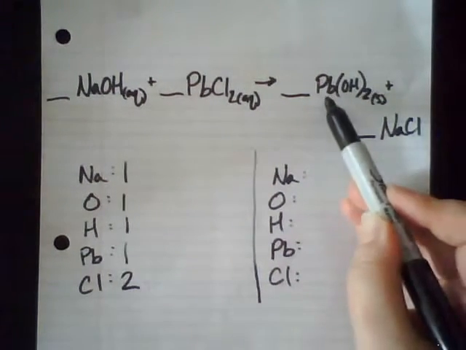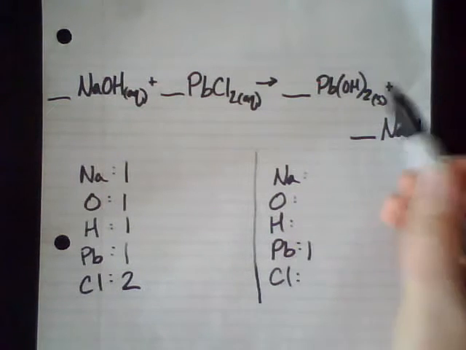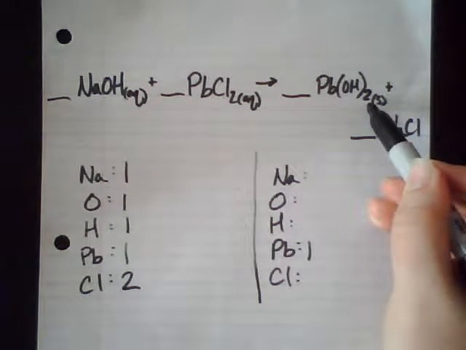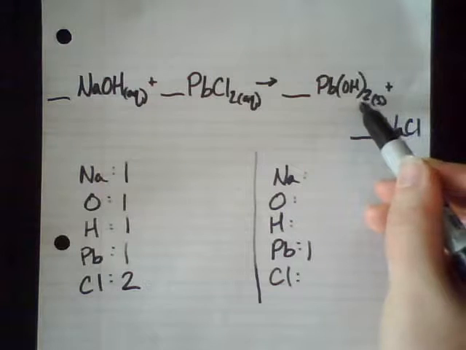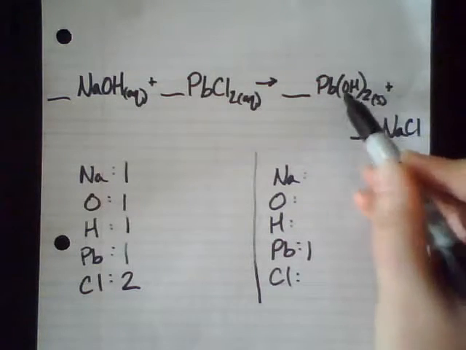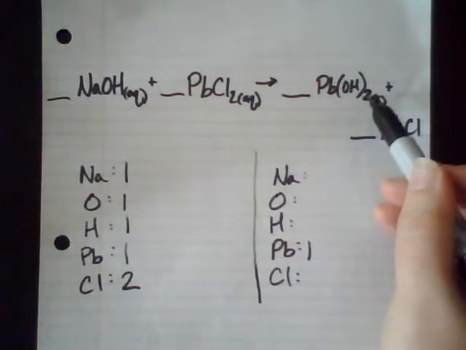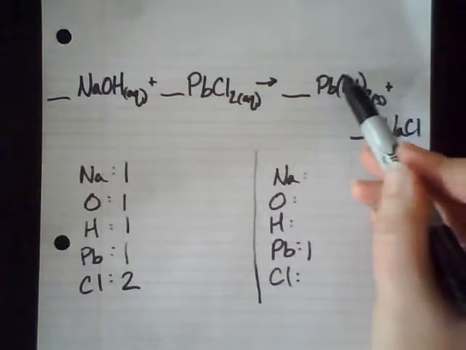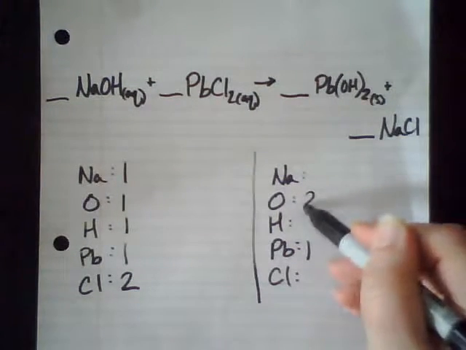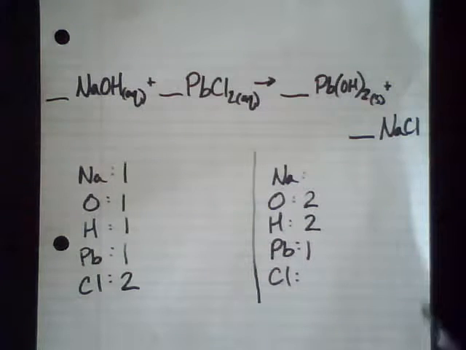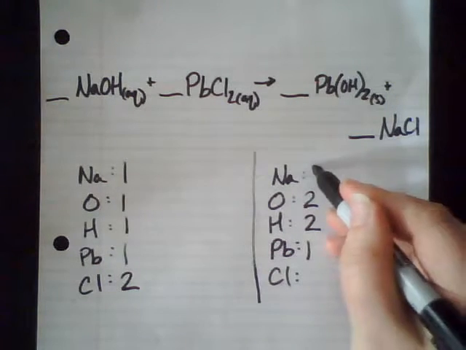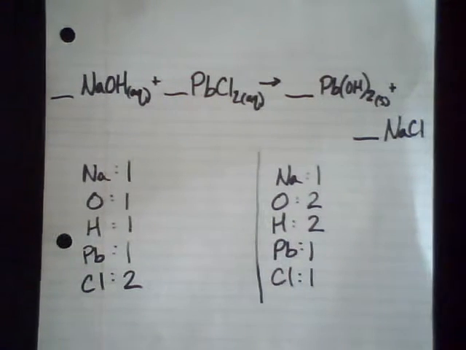On this side, I have 1 lead. This 2 here on the outside, this subscript says that I have 2 hydrogens and 2 oxygens. So it acts on the outside as a multiplier because this whole thing is in parentheses. So 2 oxygens, 2 hydrogens. Then I have 1 sodium and 1 chloride.